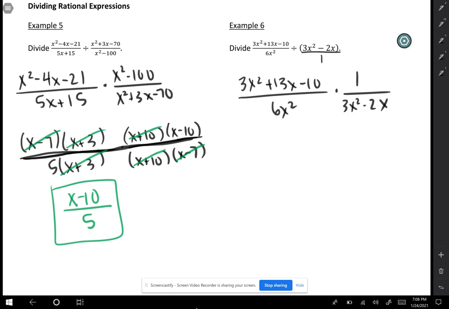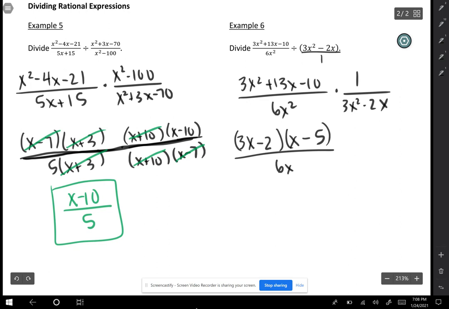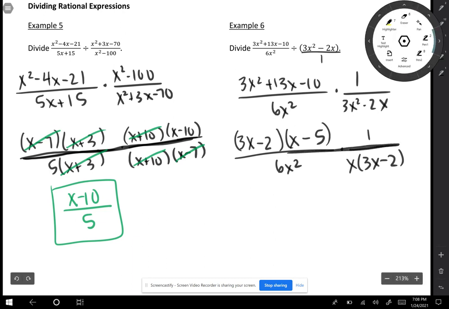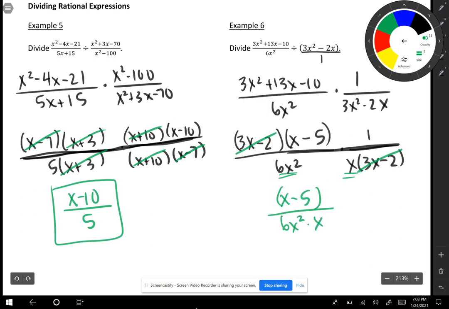Now I'm going to factor. For 3x squared plus 13x minus 10, I get 3x minus 2 times x minus 5 over 6x squared. For this next fraction, I get 1 over. I can factor out an x to get 3x minus 2. Remember, we want to combine these together and then cancel out what's the same on top and bottom. So the 3x minus 2's can cancel out. This leaves me with x minus 5 on top. On the bottom, we have the 6x squared times x. So your final answer would be x minus 5 over 6x cubed.